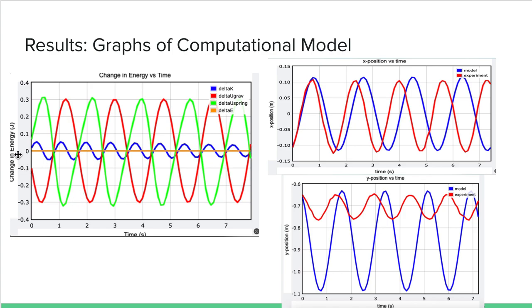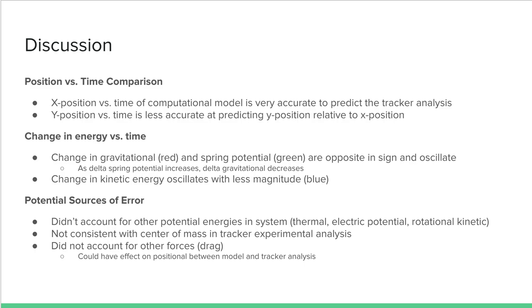The total energy of the system equals 0, which is this orange line, and then the x position, as you can see, lined up more with the model versus experiment, while the y position had a little more of a difference. So the x position versus time of the computational model was very accurate, while the y position was less accurate at predicting relative to the x position.